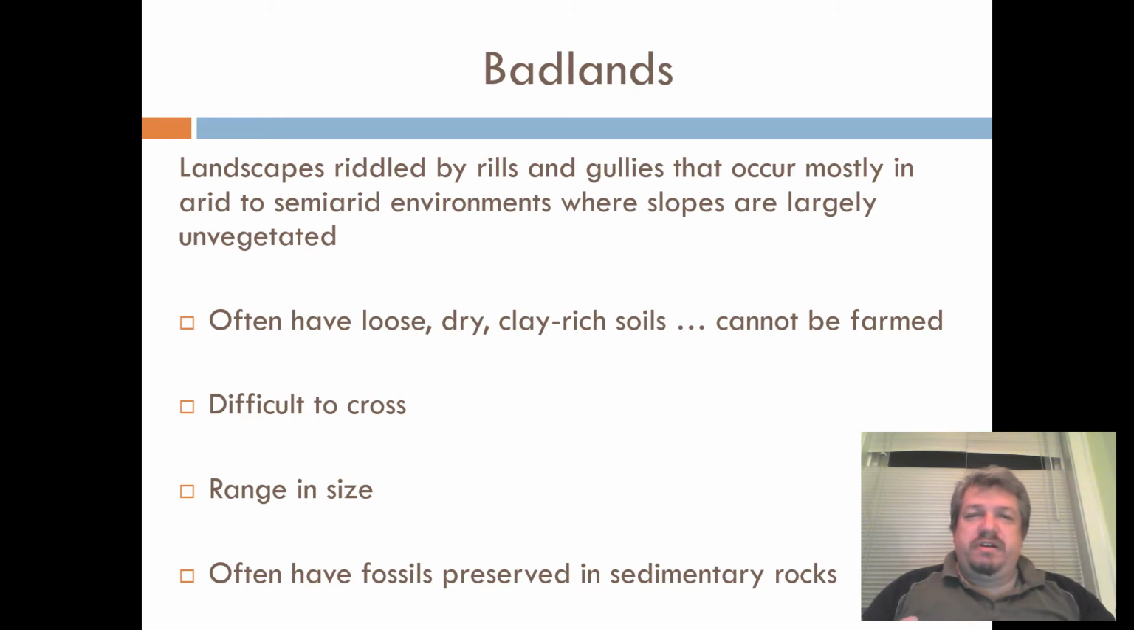So the slopes are unvegetated. It's clay. You really can't do much in the way of farming. It's very difficult to cross these areas because there's no flat aspects of it, so it's hard to get around. So of course, for white settlers coming into these areas, they called them bad lands. They were bad lands. You couldn't farm it, you couldn't mine it, you had to go around it. It was a pain in the butt. So to them, it was worthless.